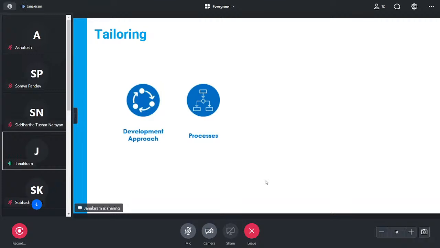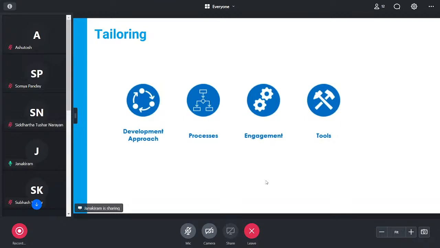You can tailor the processes, right? Once you tailor the development approach, the next step is obviously what are the different phases, sub phases or sub processes within. Now you can tailor that as well. Engagement, right? How do you engage with different stakeholders? How do you engage within the team and outside the team? That can also be tailored.